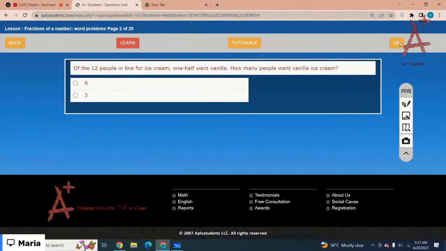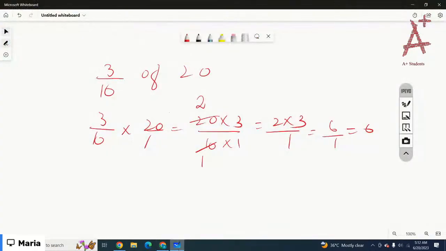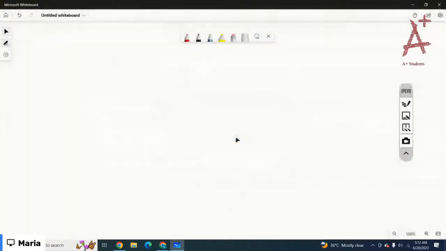Okay, the next one is: of the 12 people in the line for ice cream, one half want vanilla. How many people want vanilla ice cream? Okay, you have to calculate half of 12. Got it? You have to calculate half of 12. So you can do 12 times 1 over 2.